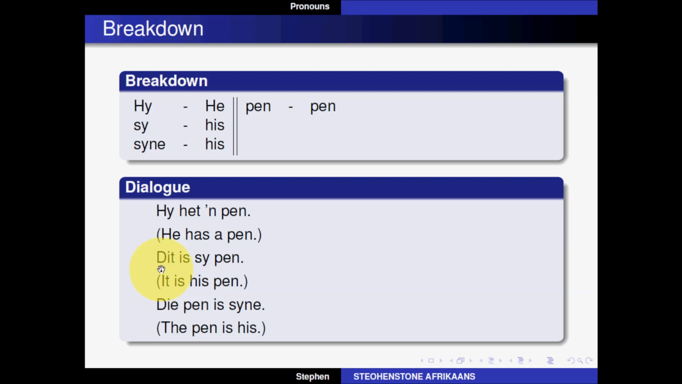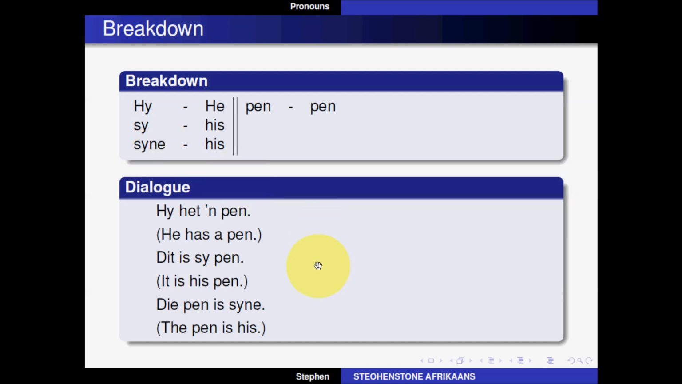Next sentence is dit is sy pen. It is his pen. Die pen is syne. The pen is his. So he, his change to hy, sy, syne. And it just takes a while to sort of memorize these, and as you use them more and more, they become more natural, like anything.